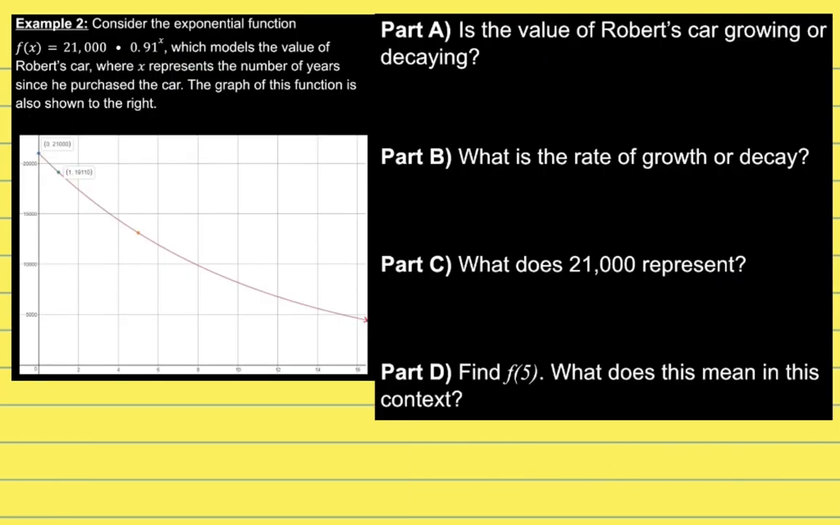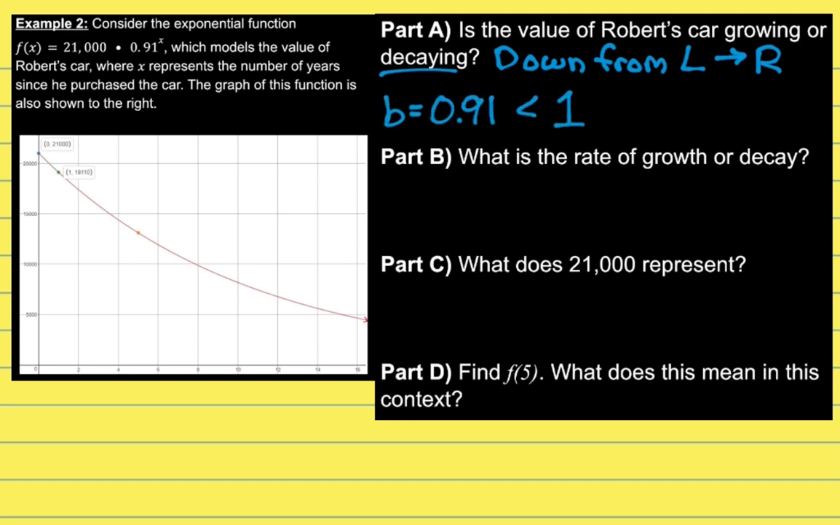Let's look at one more of this style of problem so that you can really see the difference between the growth and decay situations. This problem shows us the function 21,000 times 0.91 to the power of x, and part A asks us if this is a growth or decaying function. Since the graph is going down from left to right, we know it's decaying. We can also see that because b equals 0.91, which is less than 1, we know it's decaying.